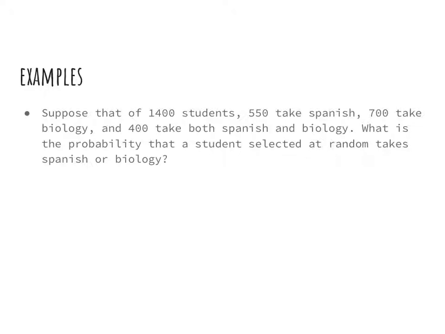Okay, our next example: suppose that of 1,400 students, 550 take Spanish, 700 take biology, and 400 take both Spanish and biology. What is the probability that a student selected at random takes Spanish or biology? So to help you out here, we're going to say that A is take Spanish, B is take biology. So the first thing you need to do is figure out if these are mutually exclusive or not. Is it possible to take both Spanish and biology at the same time? Once you've figured that out, you use the correct formula and then get an answer. So I want you to pause the video, get an answer, and then go ahead and hit play and see how you did.